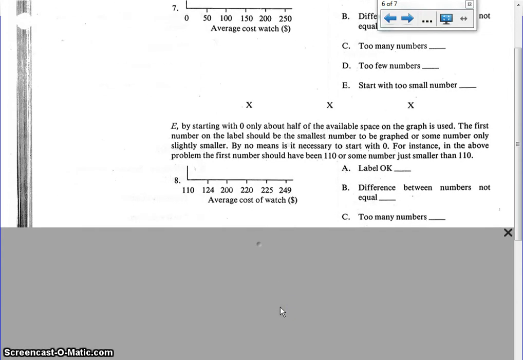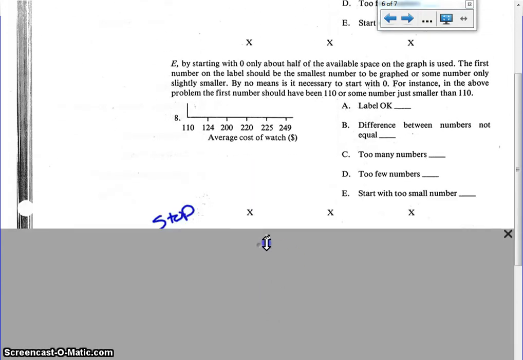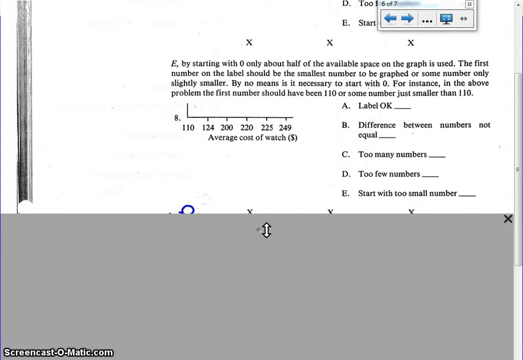Alright, so let's go ahead. Let's look at this next one. Again, it's got 110, 124, 200, 220, 225, 249. Go ahead and choose A, B, C, or D. I'm going to give you about 30 seconds on this one. Go ahead and go.